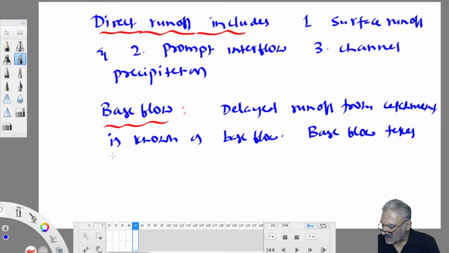Prompt interflow also called seepage. Okay, whatever you know, you write to type there. Then why you are attending class then, if you know everything?